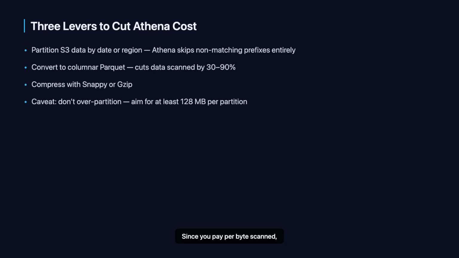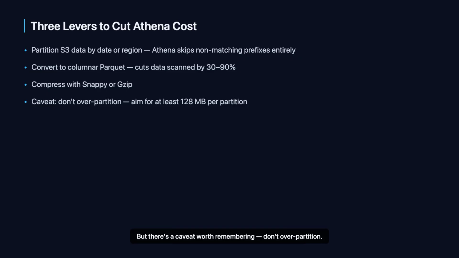Since you pay per byte scanned, cost control is really about scanning less. There are three levers. First, partition your S3 data by date or region so Athena skips non-matching prefixes entirely and never even looks at them. Second, convert to columnar Parquet, which cuts the data scan by 30 to 90% according to Amazon Web Services documentation, and on very narrow queries against wide tables, savings can push even higher. Third, compress with Snappy or gzip.